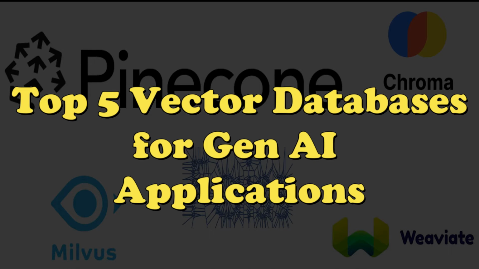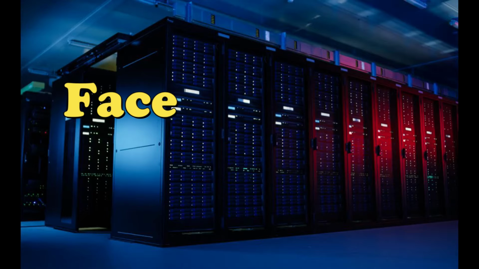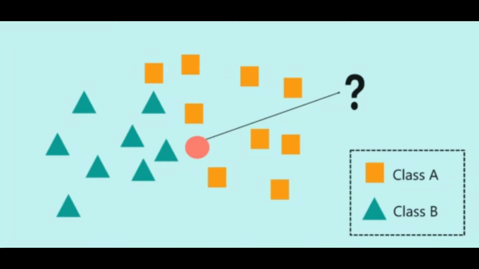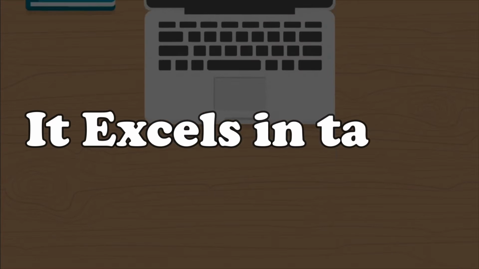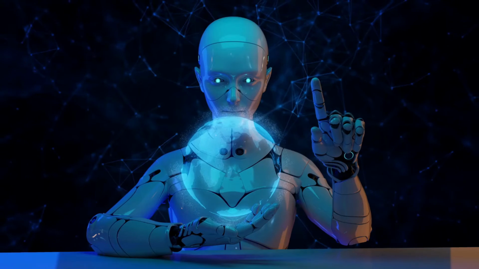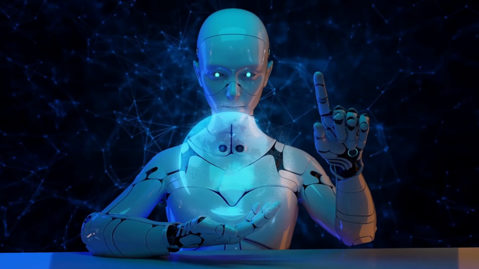So the first one on the list is FAISS, the Facebook AI Similarity Search. FAISS is an open source library by Facebook's AI research lab designed for efficient nearest neighbor search in high-dimensional vector spaces. It excels in tasks requiring quick similarity searches, making it valuable in generative AI applications.